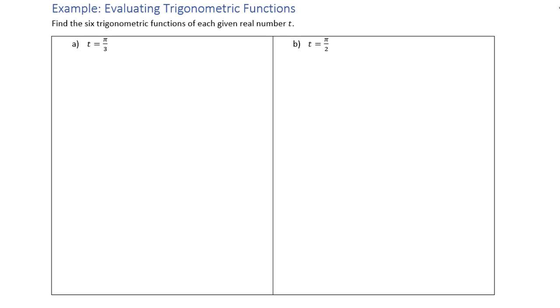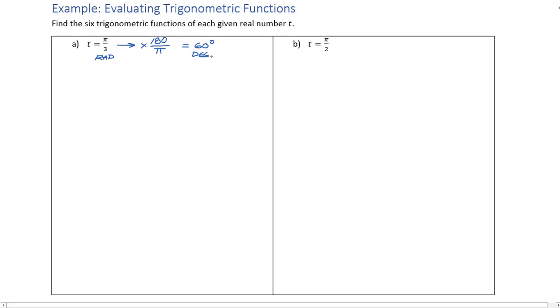All right, so what we're going to do here is find the 6 trigonometric functions that we just talked about, given each real number t. So imagine we traveled around the unit circle pi over 3. Now, that's the radian measure, right? What if we want to convert that to degrees, in case we forget what it is? Remember, all you got to do is multiply it by 180 over pi. The pi's will cancel out. 180 divided by 3 is 60. So in degrees, that would be 60 degrees.